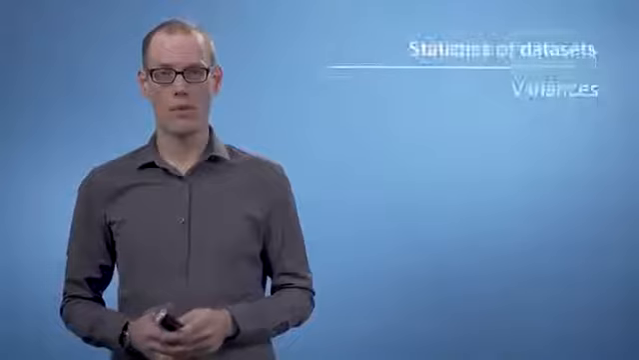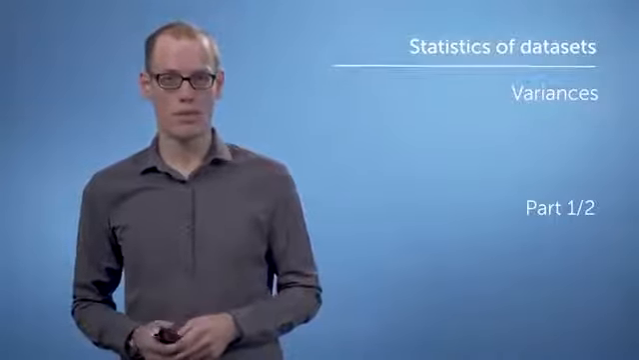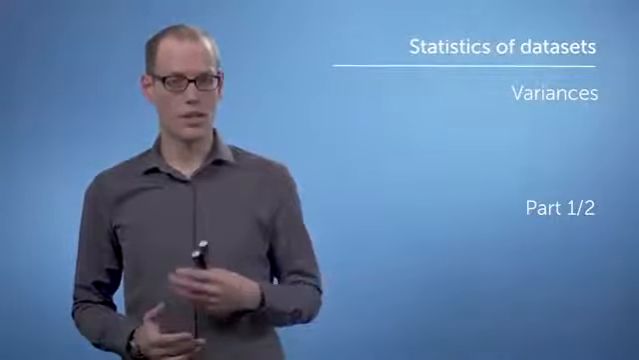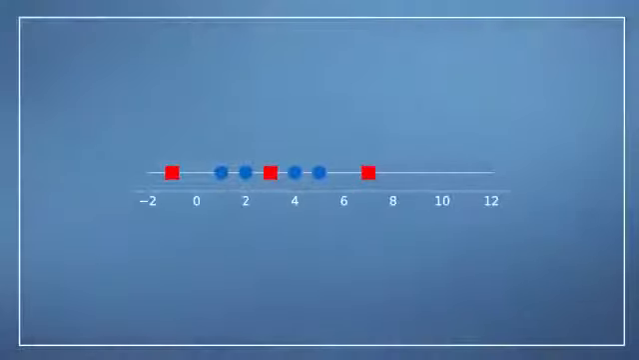In the last video, we discussed mean values of datasets which represent an average data point. In this video, we will look at variances to describe other properties of a dataset. Let us have a look at 2 different datasets, D1 and D2. D1 is represented by the blue dots located at 1, 2, 4, and 5, and D2 is represented by the red squares at -1, 3, and 7. D1 and D2 have the same mean, which is 3, but the data points in D2 are less concentrated around the mean than the data points in D1.